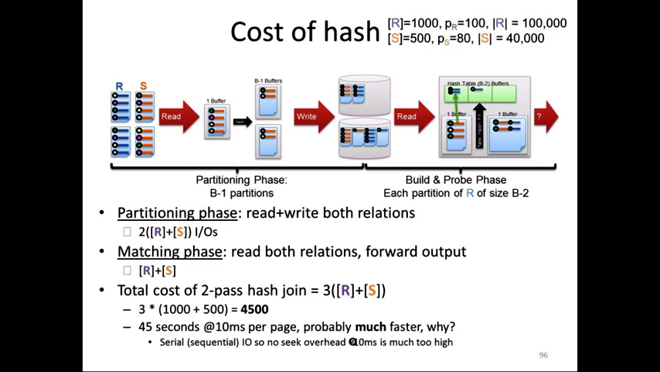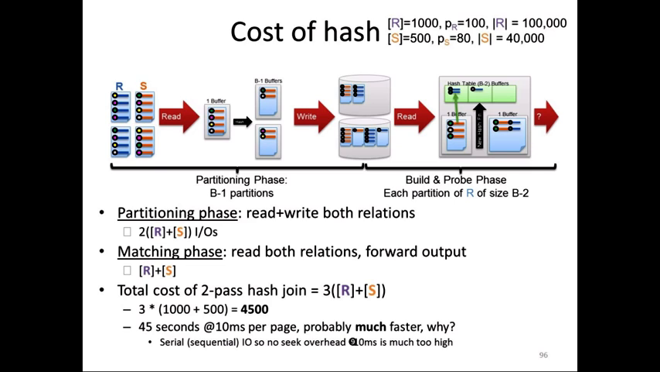But the good news, I would say, is that overall it should be actually much faster because we can expect that we access data, the pages of R and S sequentially, so without a seek overhead. And so this latency of 10 milliseconds is actually much too high. So overall, joining these two relations should be much faster.